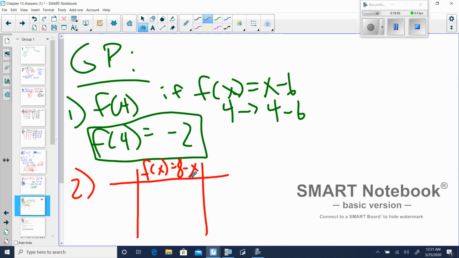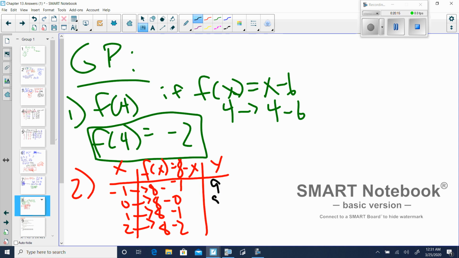Equals 8 minus x. All right, so we want our x and our y. So I'll go negative 1, 0, 1, and 2. So 8 minus negative 1, 8 minus 0, 8 minus 1, 8 minus 2, that goes in for my rule, because that's what's happening as I substitute in and I begin to translate this function into something meaningful because I have a specific value of x. So minus a negative, so this becomes 9. This stays 8. This becomes 7. And this becomes 6.